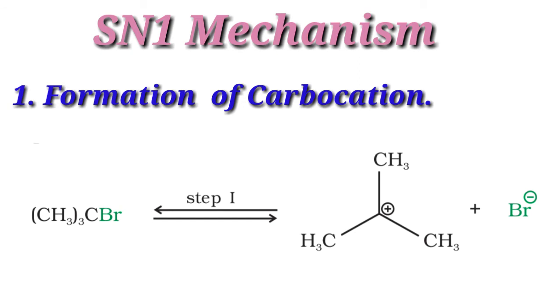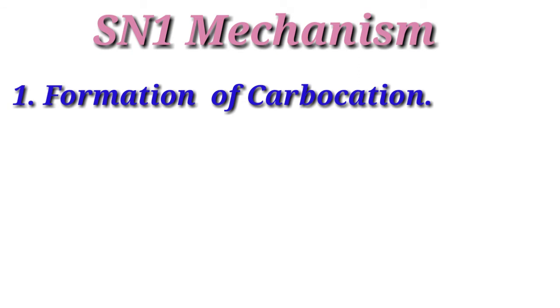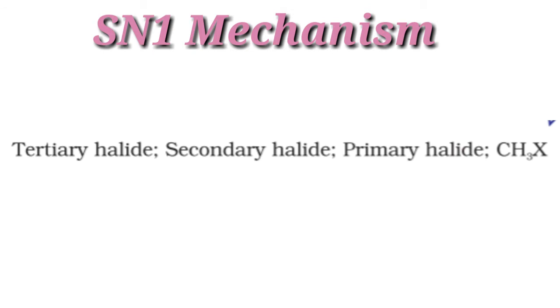So the rate of reaction depends only on the concentration of alkyl halide and not on the concentration of hydroxide ion. The greater the stability of the carbocation, the greater will be its ease of formation from the alkyl halide, and faster will be the rate of reaction. In the case of alkyl halides, the stability order of carbocation is tertiary halide > secondary halide > primary halide > methyl halides.